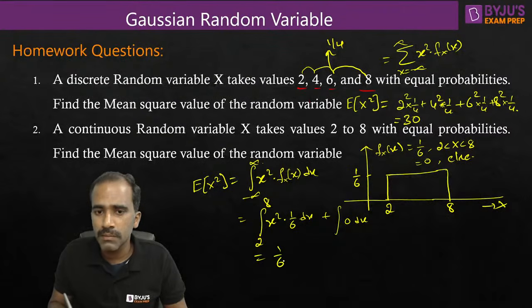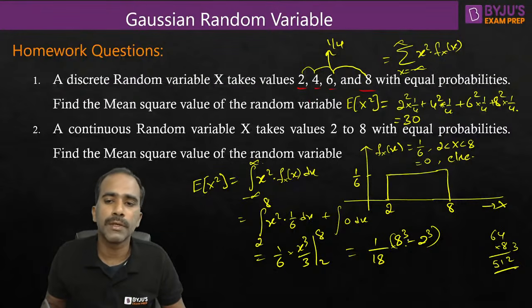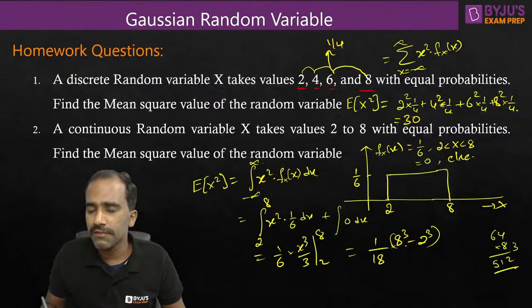Next, 1 by 6 outside. Integration of x square is x cube divided by 3. Limits from 2 to 8. So it turns out to be 1 by 6 times 3, that is 18, times the limits if you substitute, 8 cube minus 2 cube. 8 cube minus 2 cube. 8 squared is 64, 64 into 8. How much is that? 8 4s are 32, 8 6s are 48, 48 plus 3 is 51, so 512. Right? 2 power 9 is 512. 512, if you remove 2 cube, which is 8, it will become 504, right?